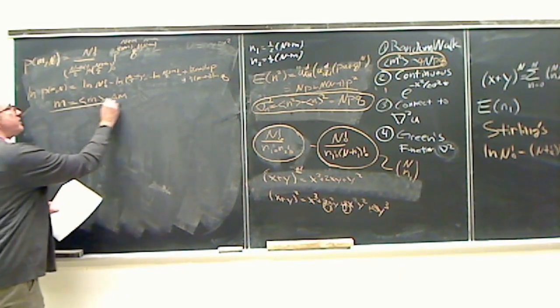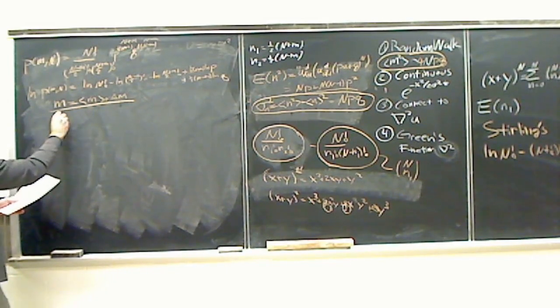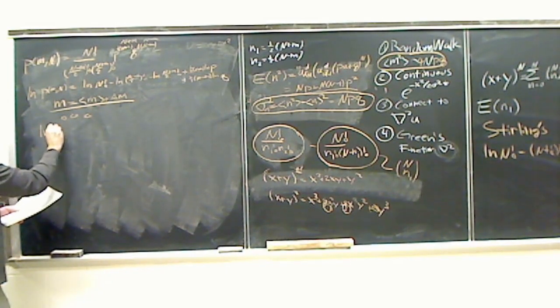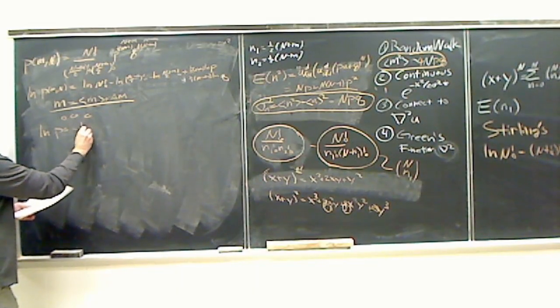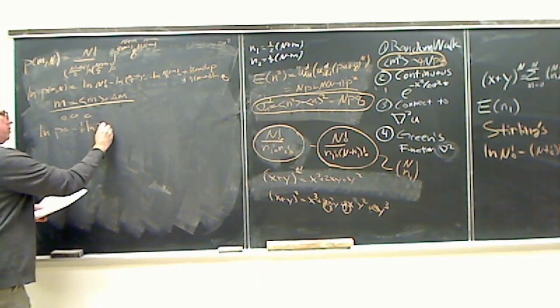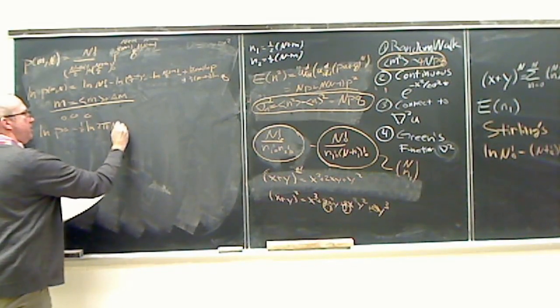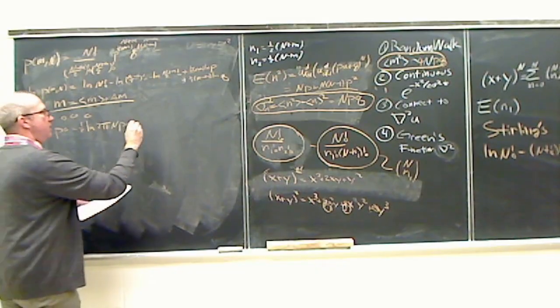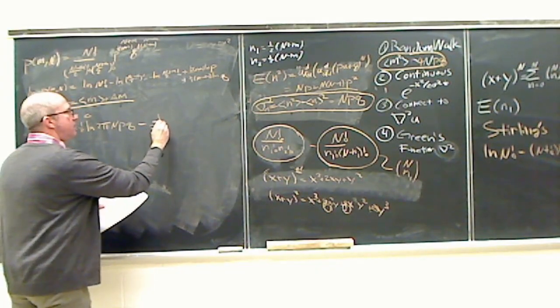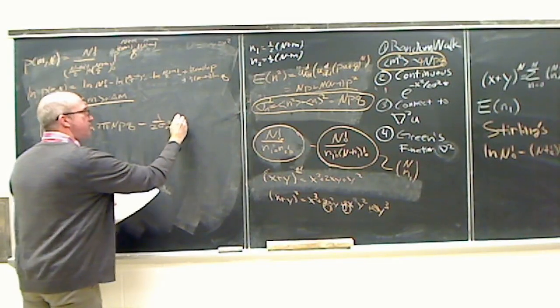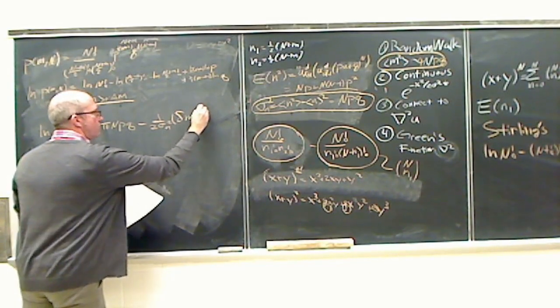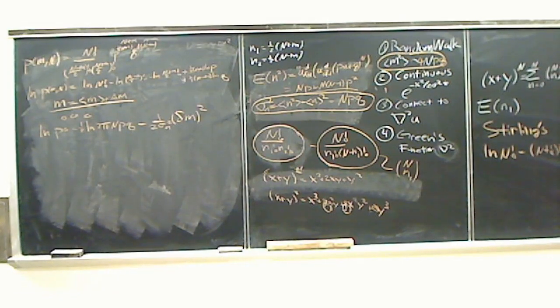So I do this, and then I do a little bit of algebra, and I'm left with the log of p is equal to minus 1/2 log of 2 pi npq minus 1 over 2 sigma m squared delta m squared. Where I've skipped some steps to get to this much simpler derivation, but it's really just some algebra.